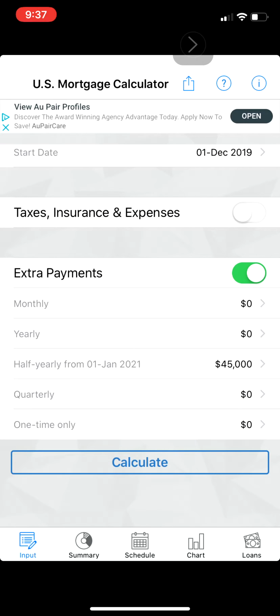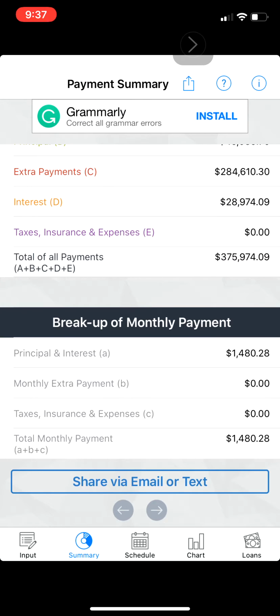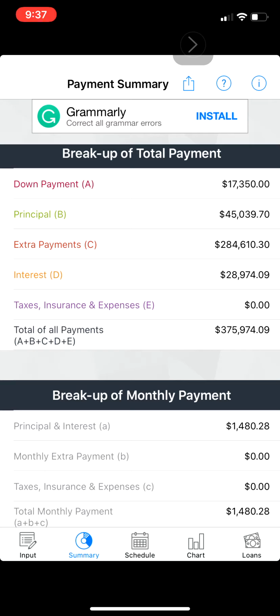So okay, as I said, I was showing you guys. Now I do the input and I put $45,000 every half a year. That's $90,000 a year. So the summary looks different now. Extra payments 200, so 284,610.30.